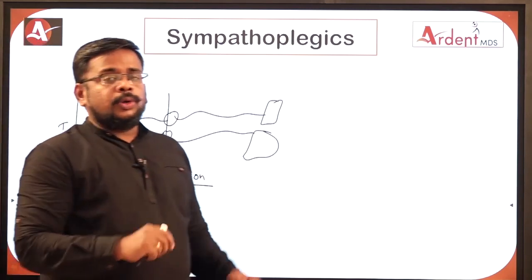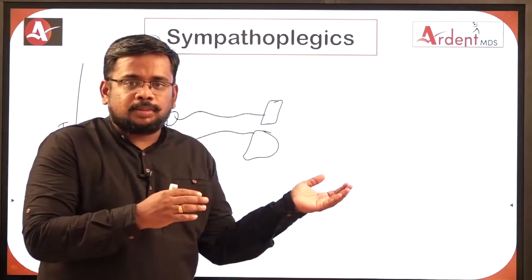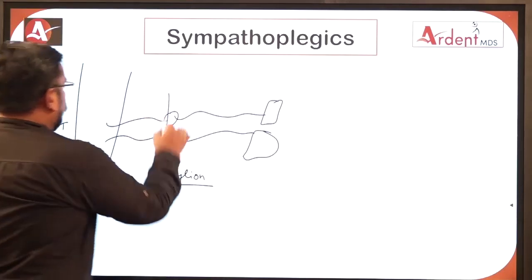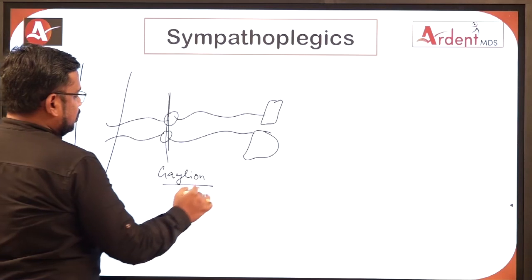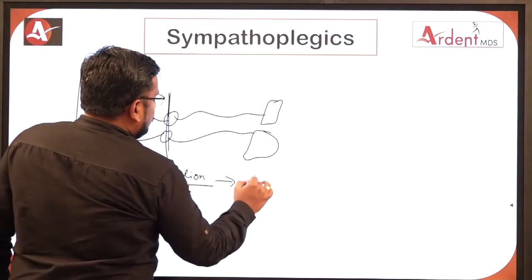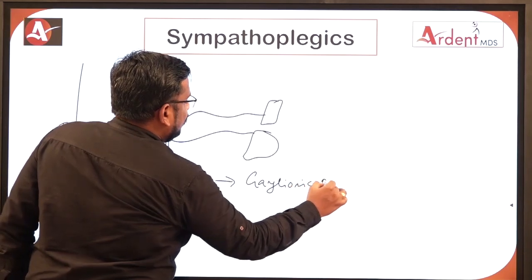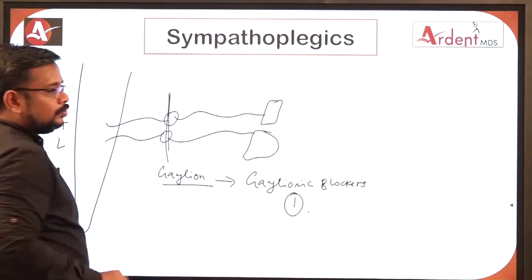So how do you treat the patient of hypertension by giving the sympathoplegics? Number one, you can block the ganglion. By blocking the ganglion, you can inhibit the transmission of the sympathetic system. So these are called ganglionic blockers. So this is one way of sympathoplegics.